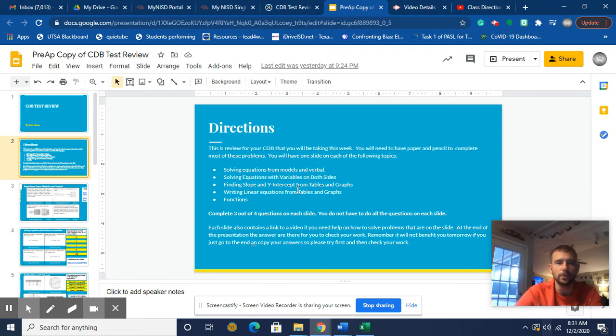Now you can go in any order you want to work on these. You don't have to go in this order, but this is the order they're presented. Also, there are 4 questions per slide. You only need to do 3 of them. You do not have to do all of the questions today. There's 20 questions. You need to do 15.